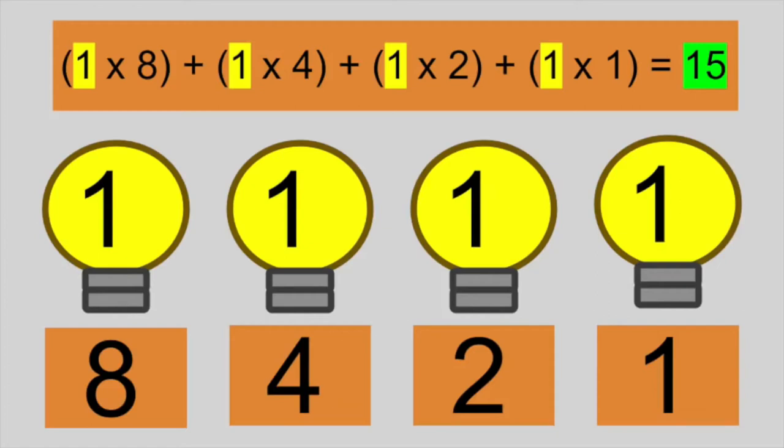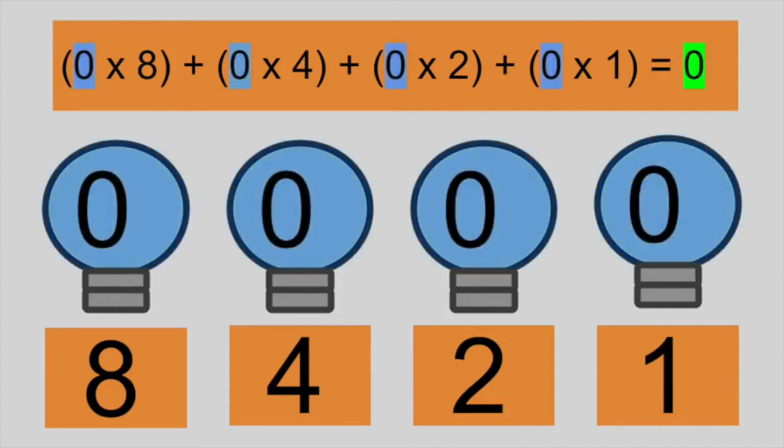When a bulb is on, we can imagine that we are multiplying the power of 2 by 1. When the light bulb is off, we multiply that power of 2 by 0. So if all of the light bulbs are turned off, we get 0 times 8 plus 0 times 4 plus 0 times 2 plus 0 times 1. In a moment, I will show you how to count from 0 to 15 in binary. First, I'll flash the entire process in fast motion. Then I'll break it down step by step. Here goes the fast motion counting.